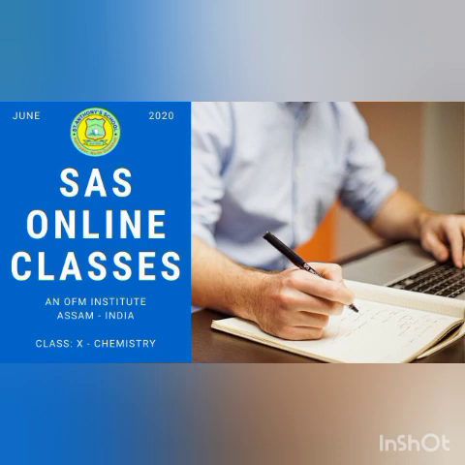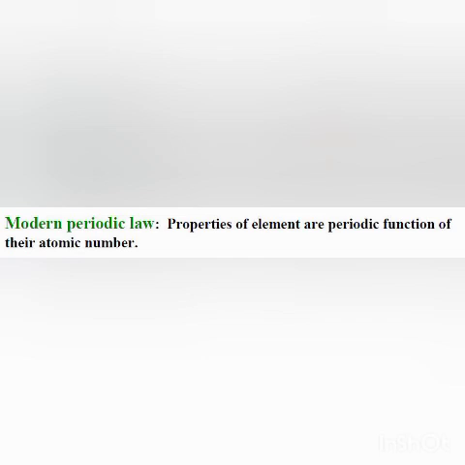Now, the modern periodic law states that properties of elements are the periodic function of their atomic number, not atomic masses. Okay. Now you can see this periodic table here. You can even refer to the periodic table that is given in your book.